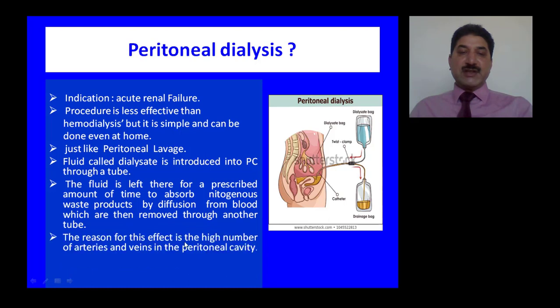The reason for this effect is the high number of arteries and veins in the peritoneal cavity. So in peritoneal dialysis, nitrogenous waste products are removed with the dialysate.